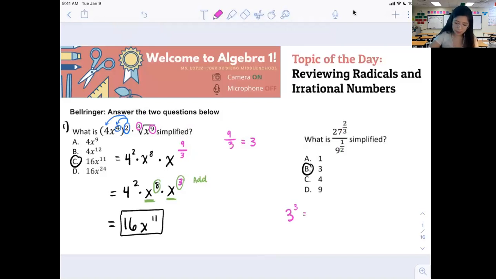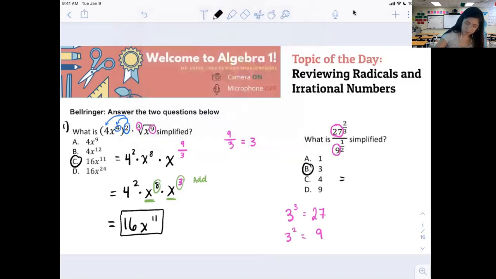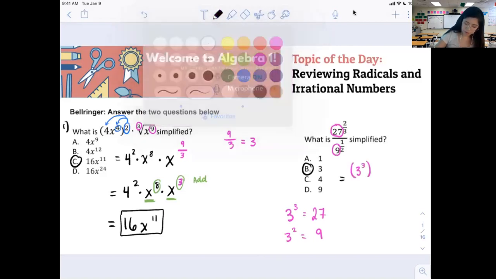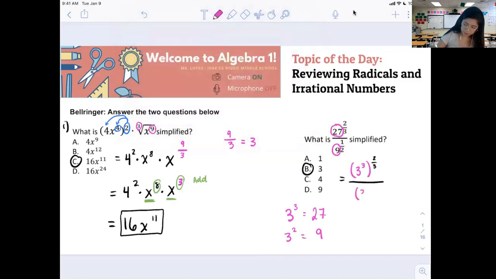27. And 3 to the power of 2 is 9, right? So what I can do is I can actually rewrite these two values. I can write it as 3 to the power of 3, to the power of 2/3, and 3 to the power of 2, to the power of 1/2.